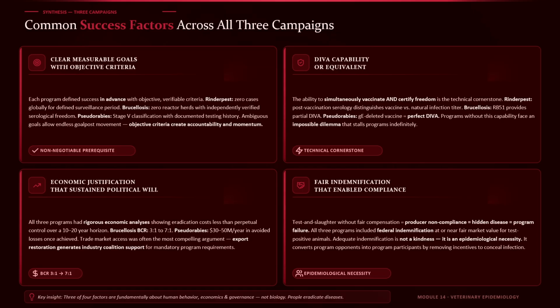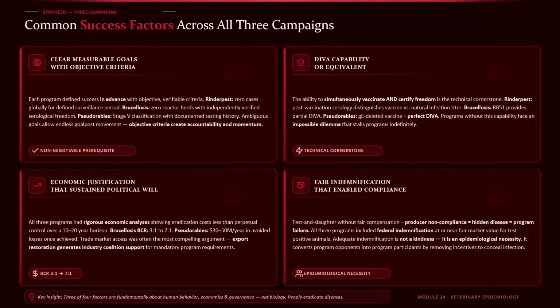The shared factors that appear in every program that succeeds. There's a pattern here worth memorizing. What did Rinderpest and Pseudorabies have in common, and what can we take forward to design future eradication programs? Let's lay out the success factors because these are worth committing to memory. They're the blueprint for any eradication effort.